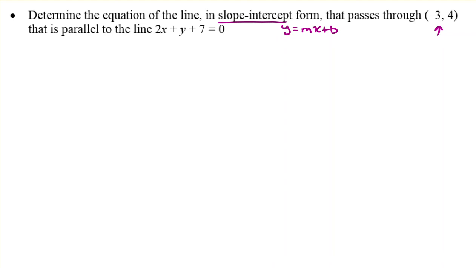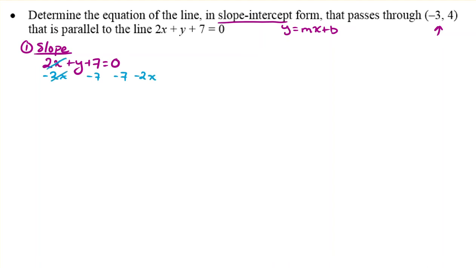So the first thing I want to do is find out what the slope of this line is. So in order to find out what the slope is, let's turn it into slope-intercept. So let's take this equation and let's get y by itself. In order to get y by itself, I'm going to subtract 7 and I'm going to subtract 2x.